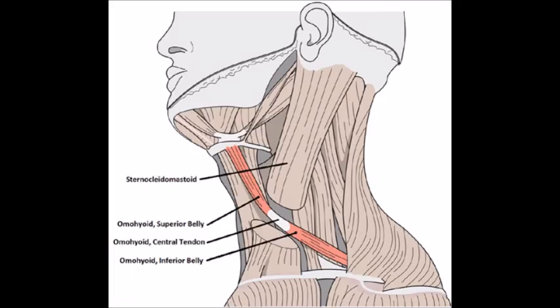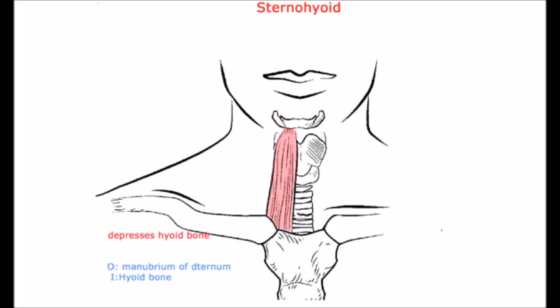Omohyoid. Origin: upper border of the scapula and the suprascapular ligament, and attached to the clavicle and first rib by a sling of cervical fascia. Insertion: lower lateral border of the body of hyoid. Action: depresses hyoid bone. Sternohyoid.